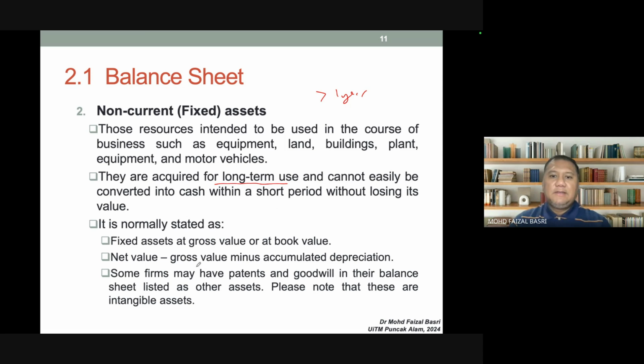Right, and how they express the numbers, usually the fixed asset will be stated as a gross value ataupun as a book value. Okay, harga kasar adalah gross value. And when they state in the net value, it is actually based on gross minus accumulated depreciation. Okay, based on the accumulated depreciation. And as I mentioned tadi, there are some have the intangible assets in the form of patents, goodwill, trademark, and so on.